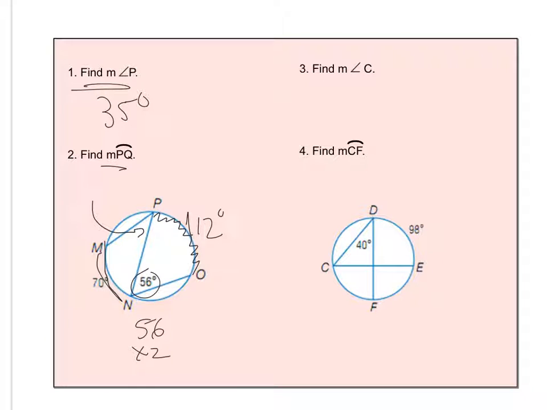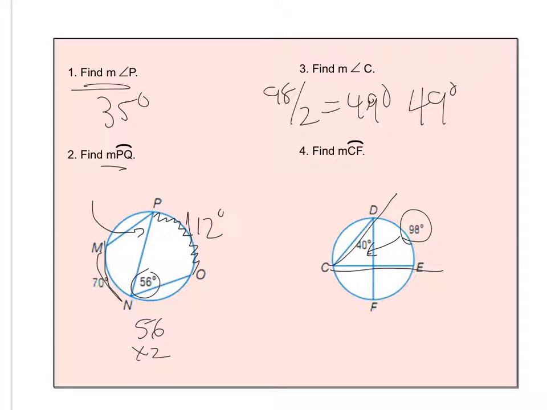All right. So for angle C, if you look, angle C is right here. So I want half of 98. That's going to be 49 degrees. And then arc CF. Let me erase this a little bit. Arc CF is right here, and if you look, that gets cut by the 40, so I need to take 40 times 2 to get 80.